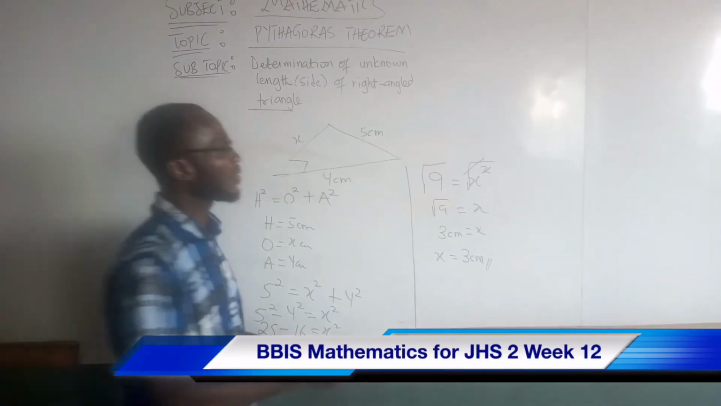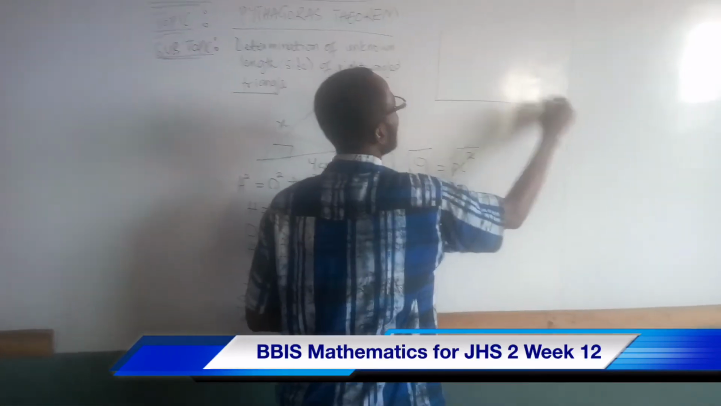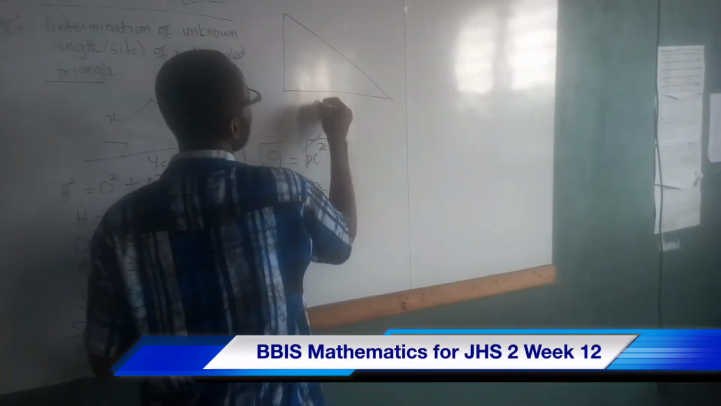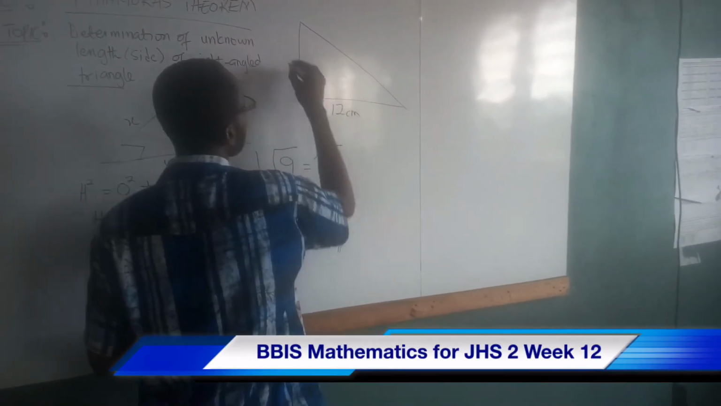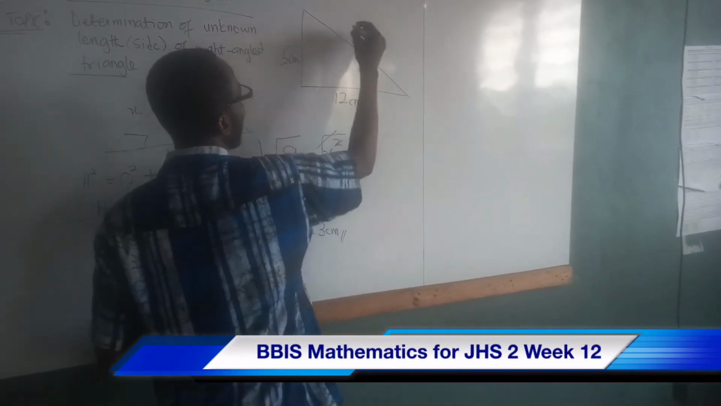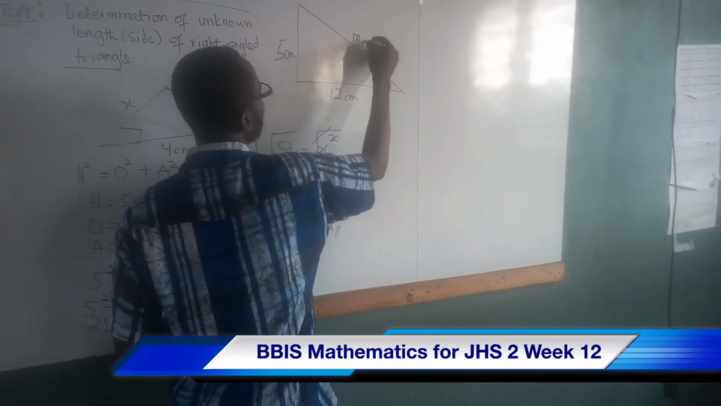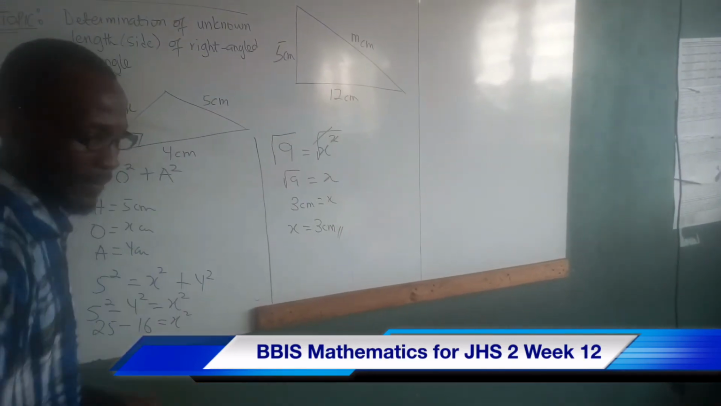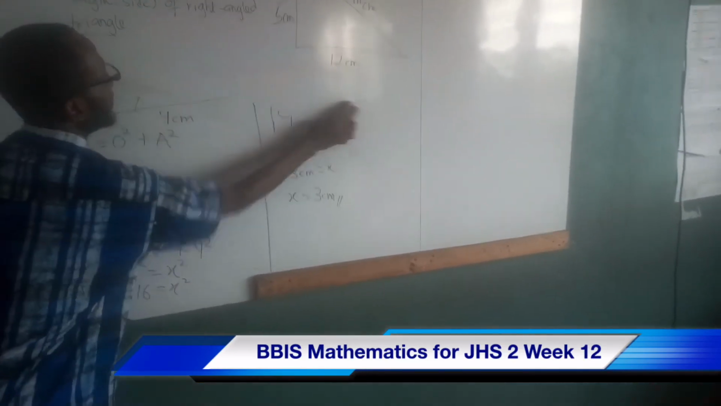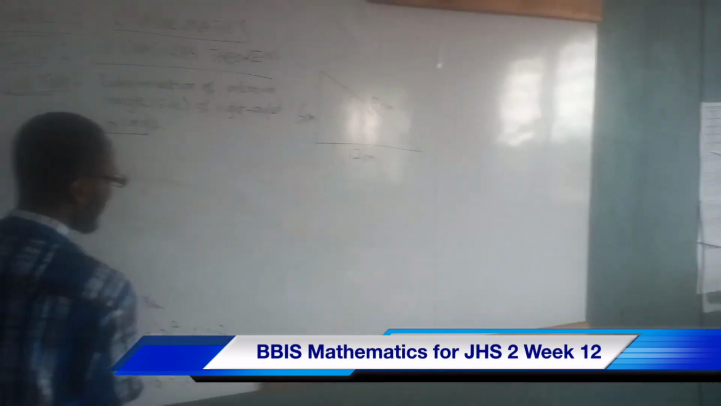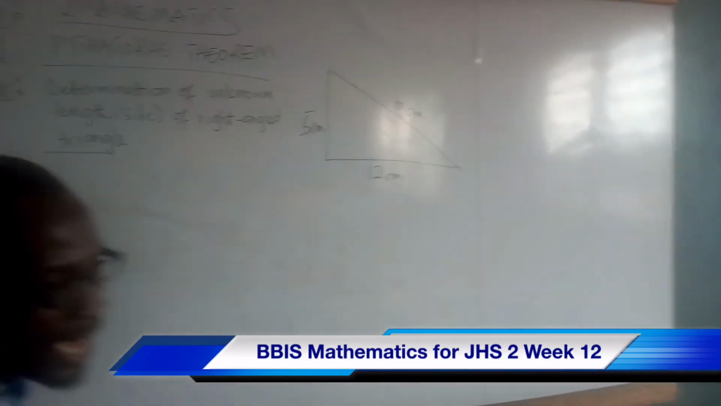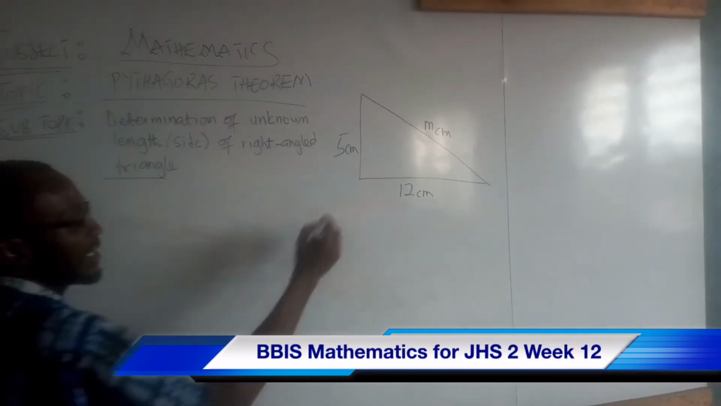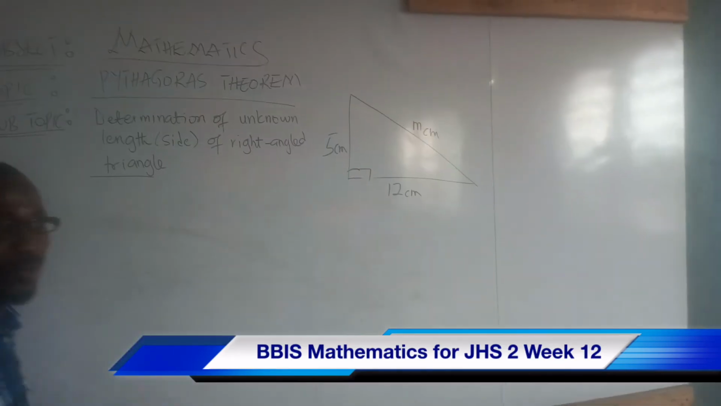Let's try another one. Try this one quickly. Let's say you have 12 centimeters, you have 5 centimeters, and you have 10 centimeters. Children, how do you go about this? I've told you, you always have to find your labelings and appropriate them. But always find your hypotenuse first.